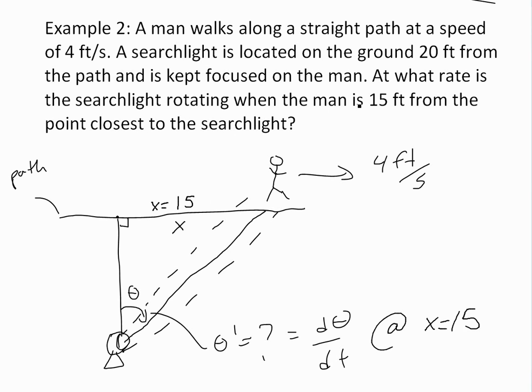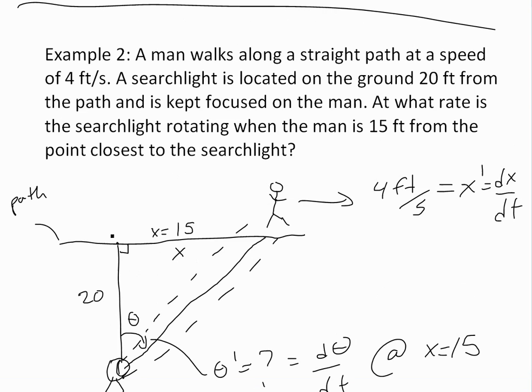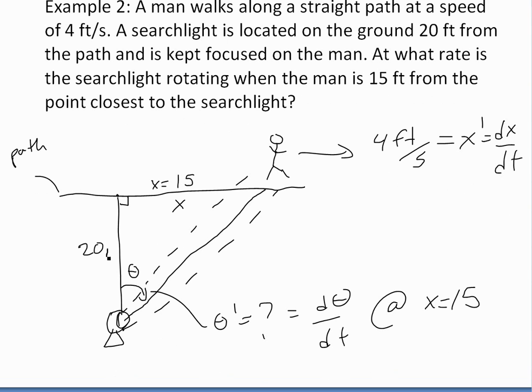What rate is the searchlight rotating when the man is 15 from the point closest to it, and we'll call this x. And if this distance from where he is to the point closest is x, then the rate of him changing is just equal to x prime, or dx over dt. And dt is just seconds, and x is feet. So now, to solve this, we again need to do all this. Let me just write down that the searchlight is 20 feet from the path, so 20 feet.